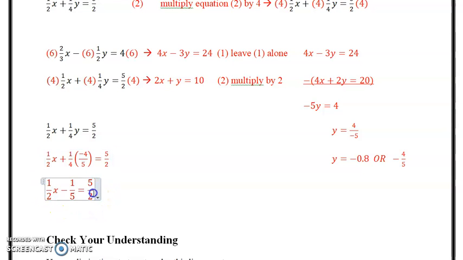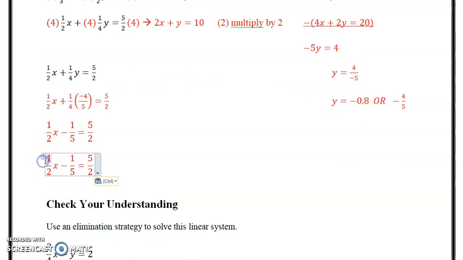And now you can multiply this whole thing by 10, just to get rid of the fractions. That's what I would do. Multiply every term by 10. Okay? This will really clean this up for you.